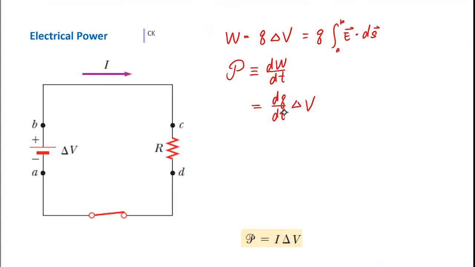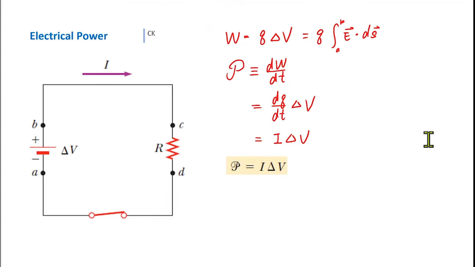What was the derivative of charge earlier? Oh no, that is what we define as current. So power happens to be I times delta V, or many books drop the delta, so IV. That's what power is.